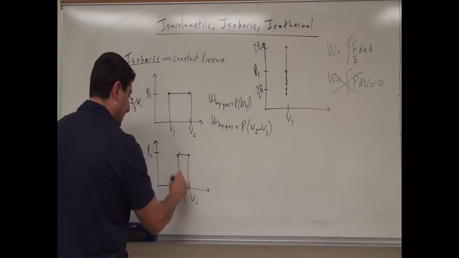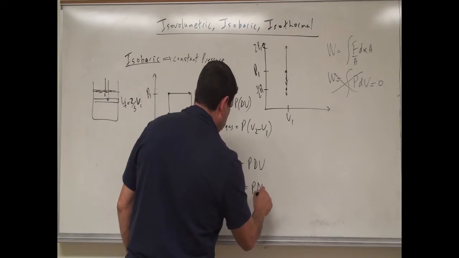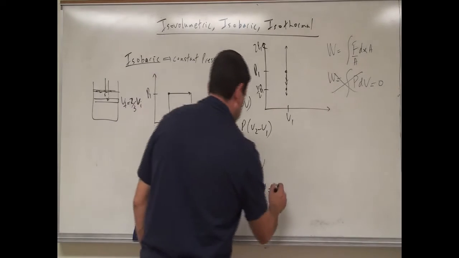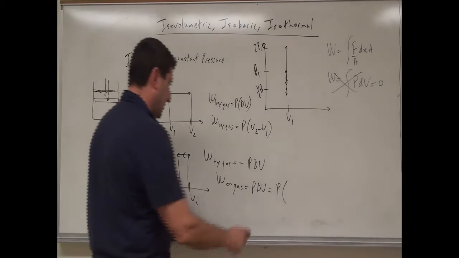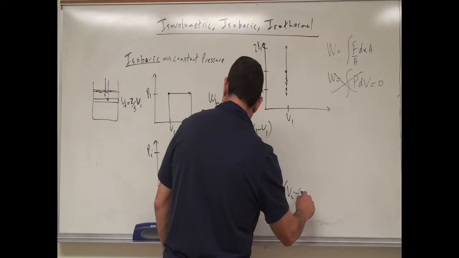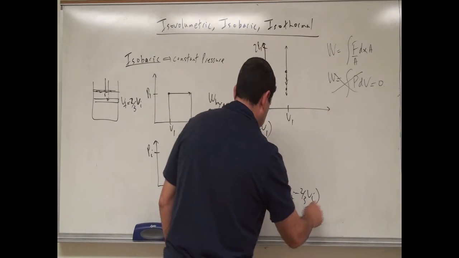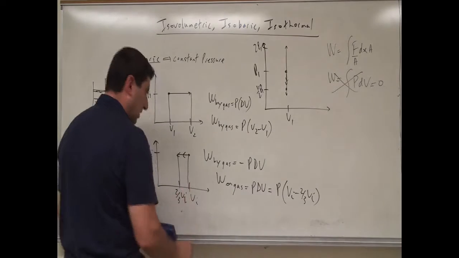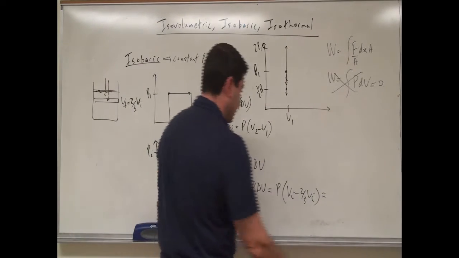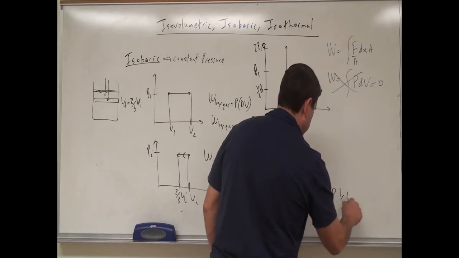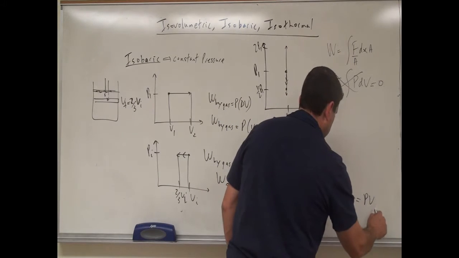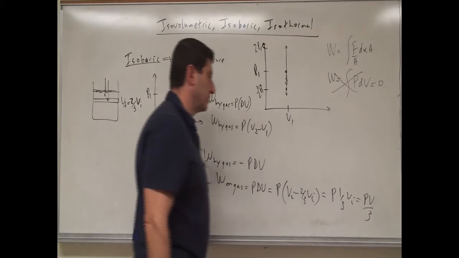And then the work by the gas is what? P delta V, right? So it's going to be P times (V initial minus 2/3 V initial). So then the work on the gas is going to equal P times (V initial minus 2/3 V initial), which is 1/3 V initial. So PV over 3, right?